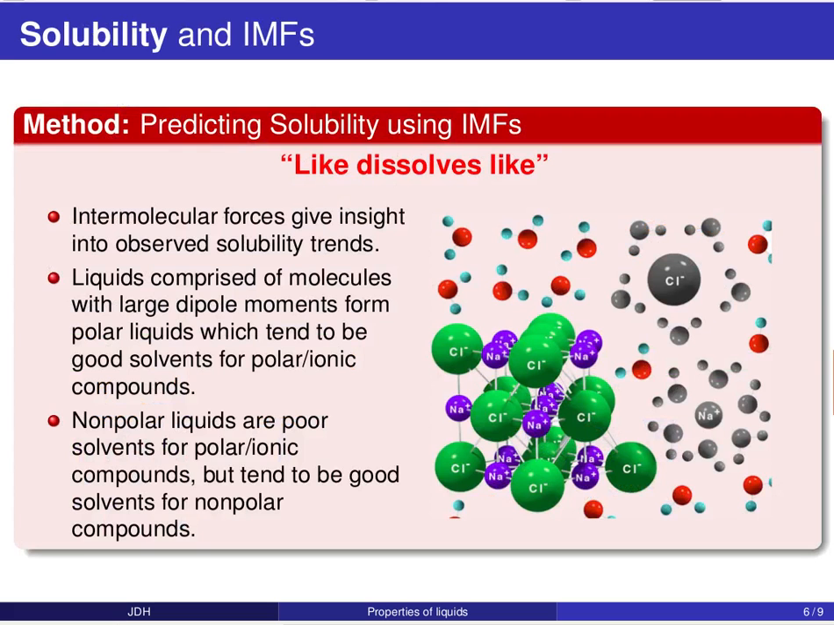Okay, so let's look at this. The basic idea here is, if you want to predict whether or not a substance is going to mix or dissolve in another substance, the first rule of thumb that we can follow is stated as follows. We basically say like dissolves like. If you're a compound that has charges, that has polar molecules or polar components, that has a net dipole moment, then you're going to be more likely to dissolve in polar solvents.